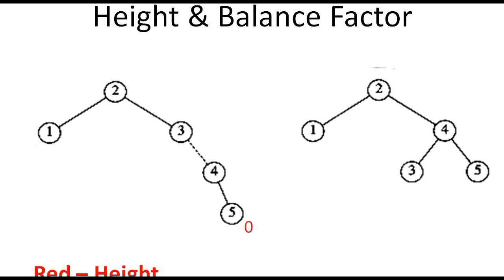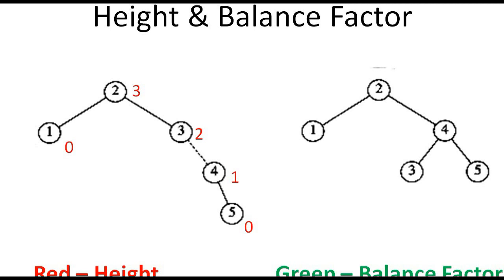For example, what is the height of the root node 2? Initially, we have to check the longest node path, that is through 5. The height of 5 is 0. The height of 4 is 1. The height of node 3 is 2. And the root node height is 3. And the height of 1 is 0.